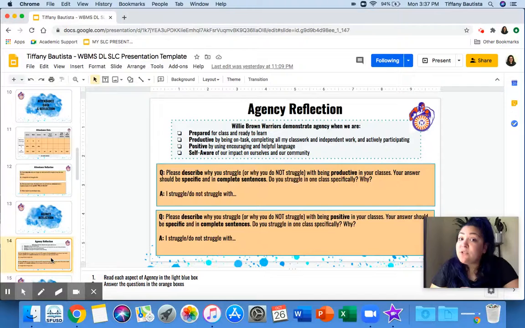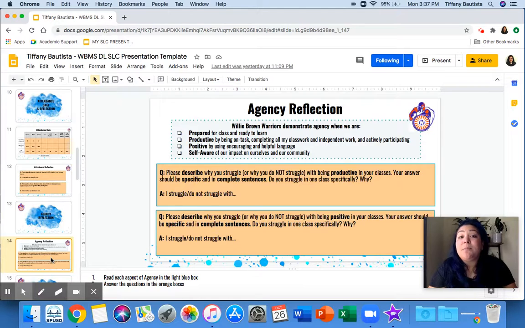Before we answer those questions, I did want to go over what is agency. What does it look like to have agency at Willie Brown? Well, there are four main components. The first is being prepared. This means being prepared for class and ready to learn at the start and on time, right? And so this means having a paper and a pen or a pencil nearby in case we need it. It's having graph paper in math class. So really coming to class on time and prepared to learn, okay?